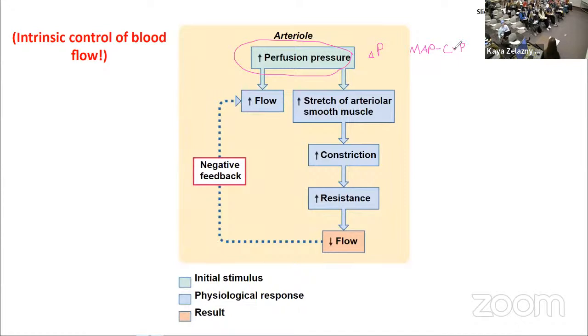We're talking about an organ. We talk about what's going into the organ versus what's coming out of the organ. That's perfusion pressure. So we know that flow is equivalent to our difference in pressure divided by our resistance. So as we increased our perfusion pressure, we saw an increase in flow. So that's here. That's one of the effects of that increase in perfusion pressure.